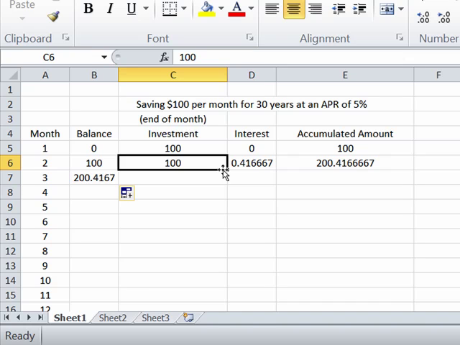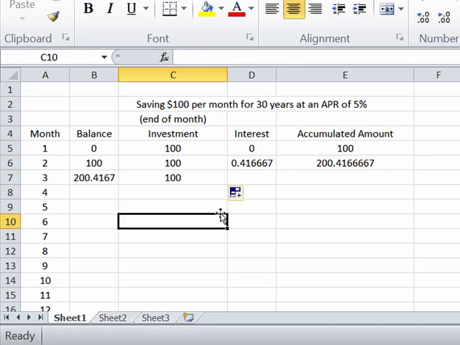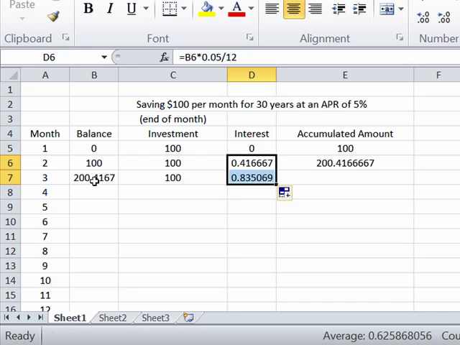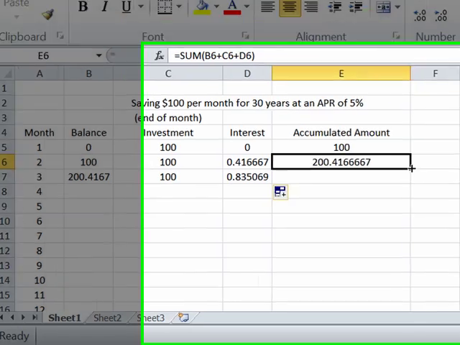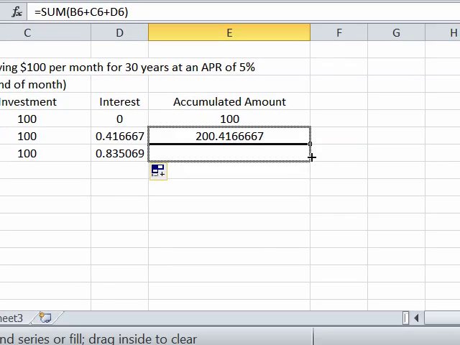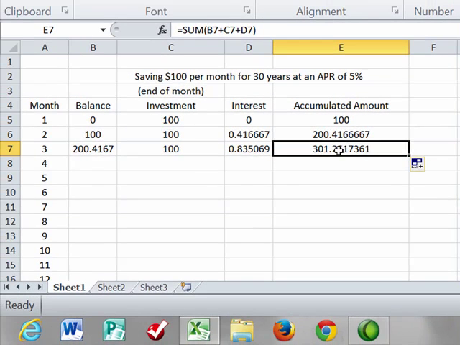Okay, and that's what we did before. And again, with the payment, now the only thing with the payment, if you pull it down, actually it didn't increase it by 1, so it kept it the same, which is fine. And then the interest, you pull that down, it's going to calculate the interest on $200.42, which if you check it, that's what it's doing, B7 times 0.05 divided by 12. And similarly with this cell, the last one, if you pull that down, that would have calculated the accumulated amount, the sum of those three cells, the balance plus the new investment plus the interest for that month.